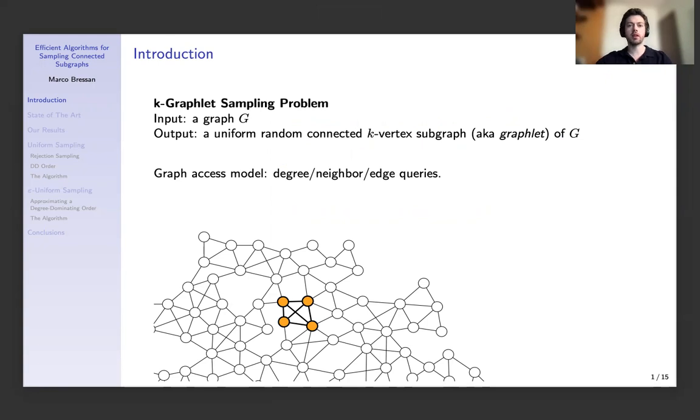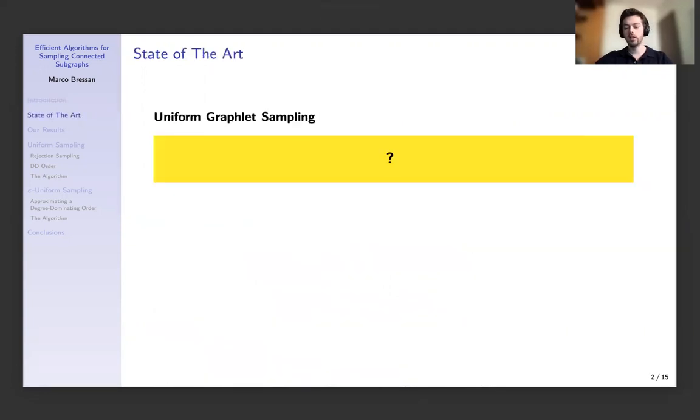This is a problem that pops out in social network analysis, bioinformatics, and other fields. We use the graph access model that in constant time allows you to perform a degree query, a neighbor query, or an edge query. Let me summarize the state of the art.